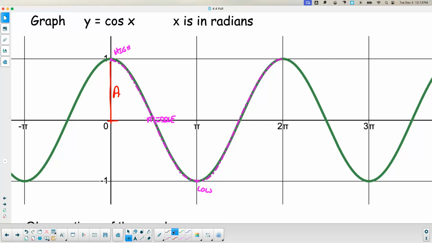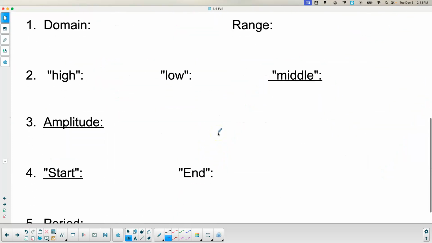So here would be my amplitude. Here would be my amplitude. Here would be my start. Here would be my end. That's all we graphed on that one. Okay. And just so that I fill it in for the notes online. That's all that this is doing.